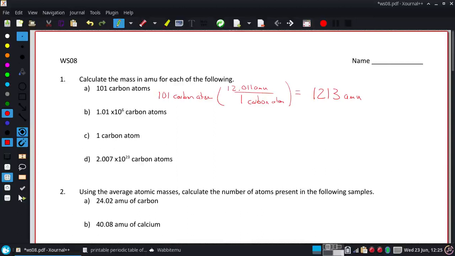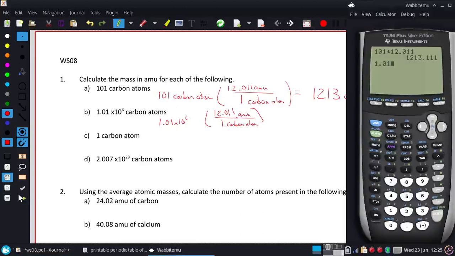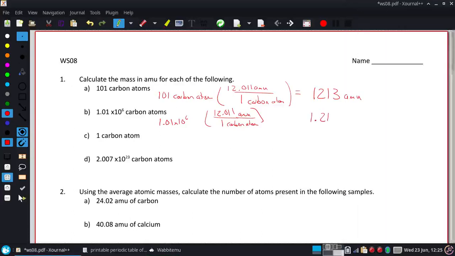Well, that's a whole number of atoms. Yeah, we can use that just as it is. So don't worry about significant figures on there. On this one, we're just adding more atoms. But it's still going to be the exact same type of calculation. Times 10 to the 6th times 12.011. It's going to be almost the exact same number, just moving the decimal. So 1, 2, 3, 4, 5, 6, 7. 1.213 times 10 to the 7th AMUs.